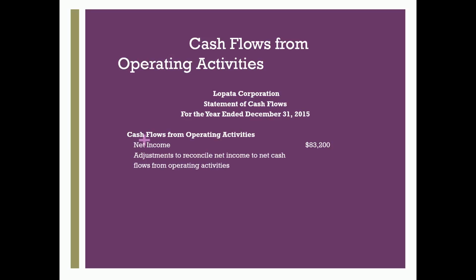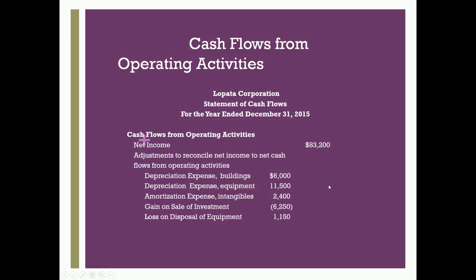So we're going to back those things out of that net income number so we can get to our net cash number. So here they are. Depreciation expense, $6,000 for buildings. Equipment was $11,500. It should say $11,550. And then we have amortization expense for intangibles, $2,400. All those were subtracted to get to this $83,200, but we want to back them out, so we're going to add them back in. We're going to do the reverse of what we did to get to the net income number. That's what I mean by backing them out.